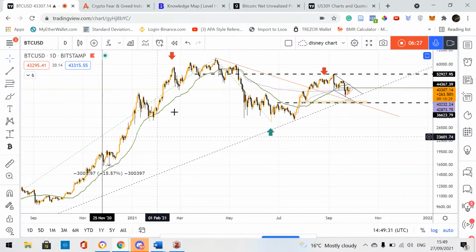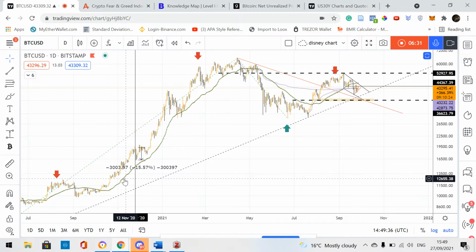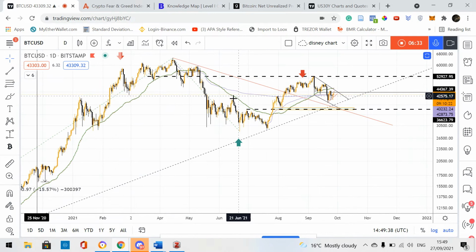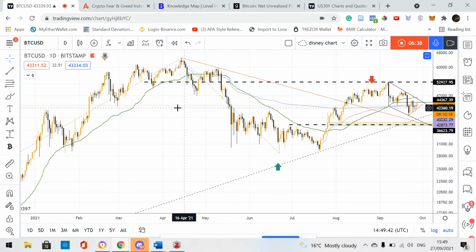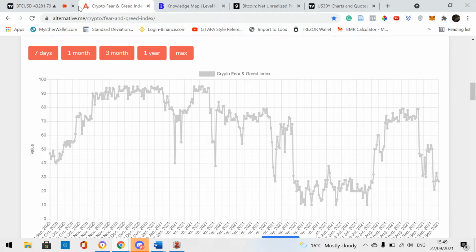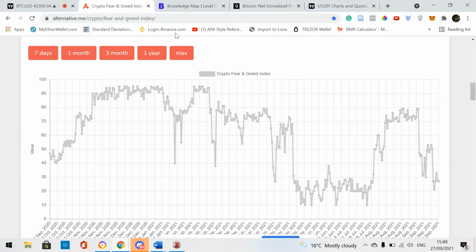So on the daily chart, if you see that the moving average, in this case this green line, is violated, like here, then it's time to take action and sell your bags. In this case, at this level over here, we have the 14th of April.